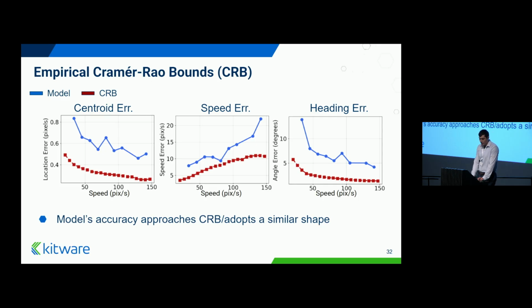So here we're able to show the Cramér-Rao bounds and our model's performance relative to them. We can see that they have similar shapes, but there are still some gaps where we can improve, especially in the centroid estimation.